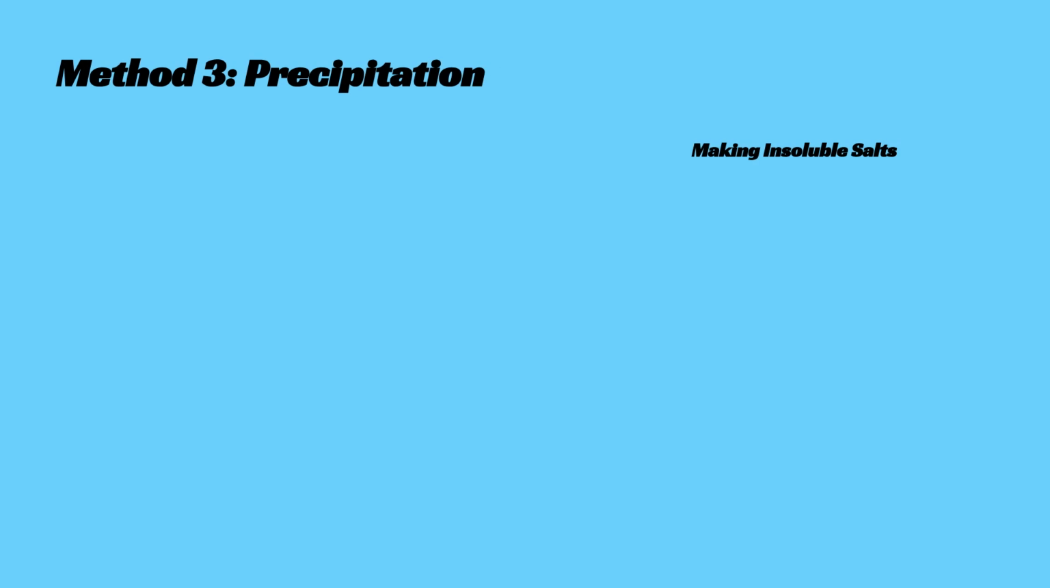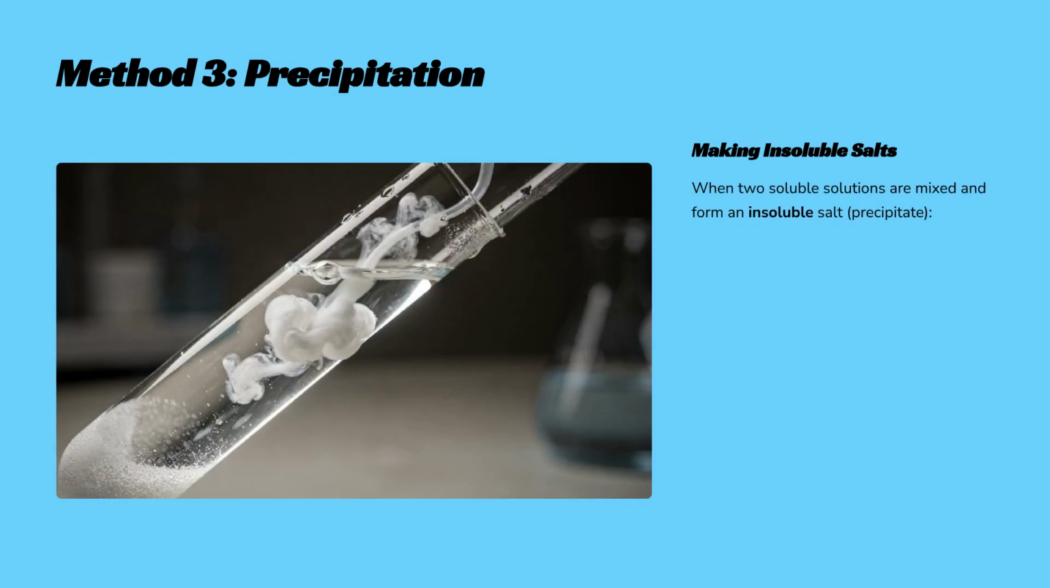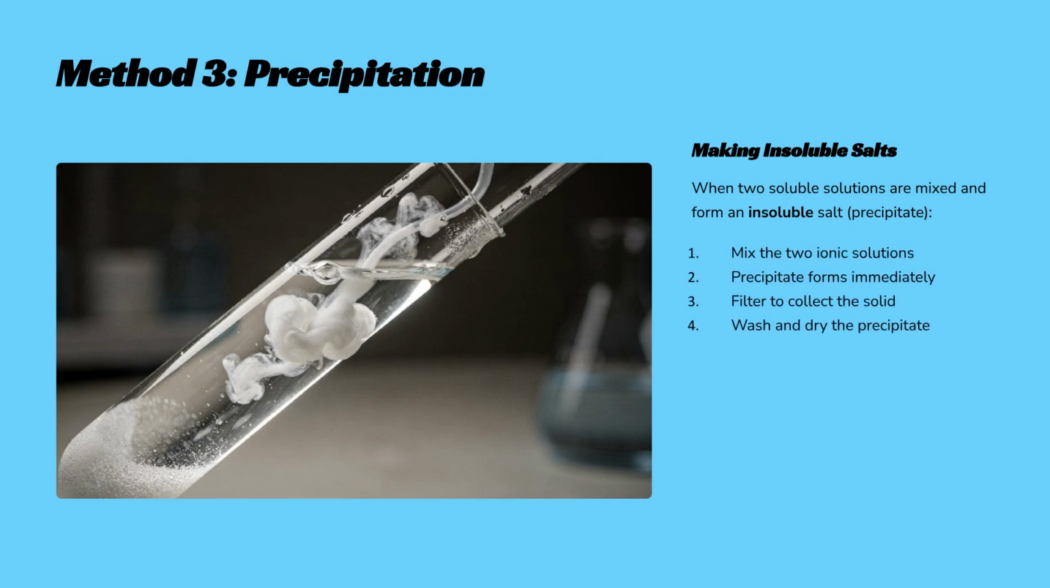Method 3 is precipitation, used for making insoluble salts. Mix two soluble solutions. The precipitate forms immediately. Then filter, wash, and dry the solid. Lead iodide, a striking yellow precipitate, is an example.